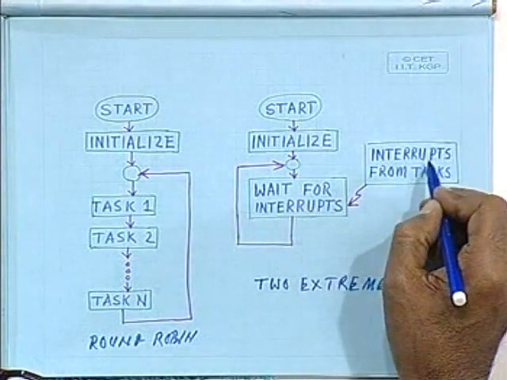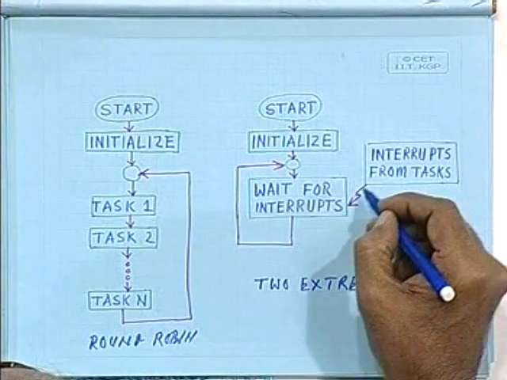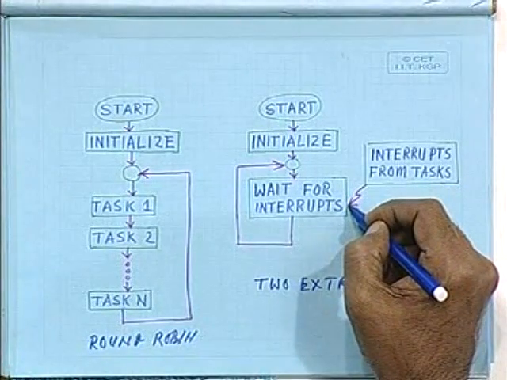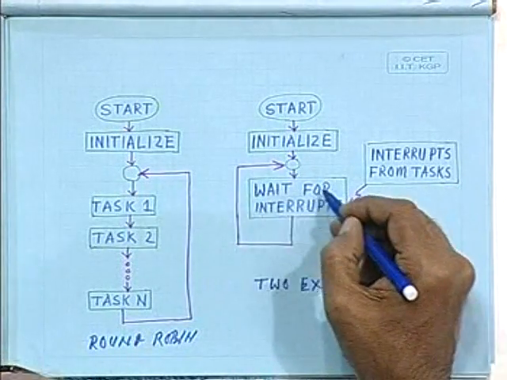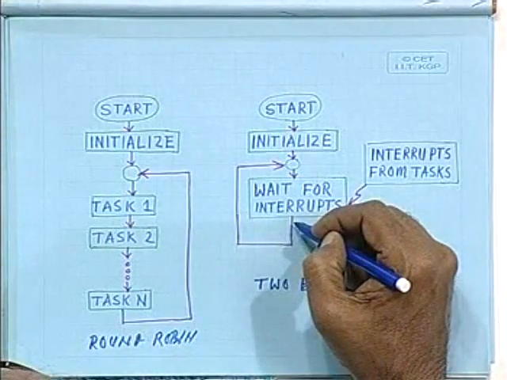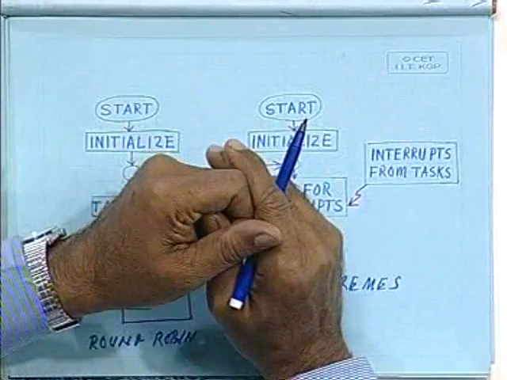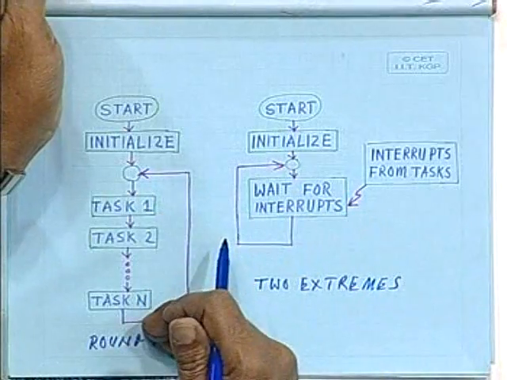That means all the tasks are assigned some interrupts, and obviously they will have their priorities. Based on the priority of the interrupts, the processor is waiting for the interrupts, and when it is interrupted, then it is executed. So in this case, as you can see, all the tasks are interrupt driven. These are the two extreme situations for the implementation of job scheduling: in one case interrupt driven, in another case without using interrupts.